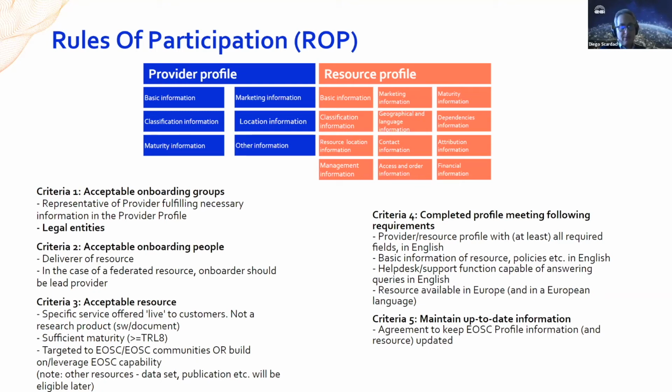The fourth criterion is about having a complete profile, meeting some basic requirements, like the provider should define its profile, and all the information should be provided in English. The basic information related to the resources, like the policies to access them, should be in English. The provider should offer a help desk support function that is able to answer in English, and the resources the provider is offering to EOSC should be available in Europe and in a European language.